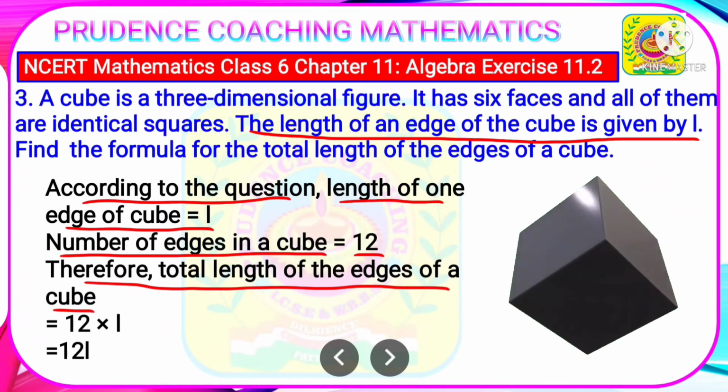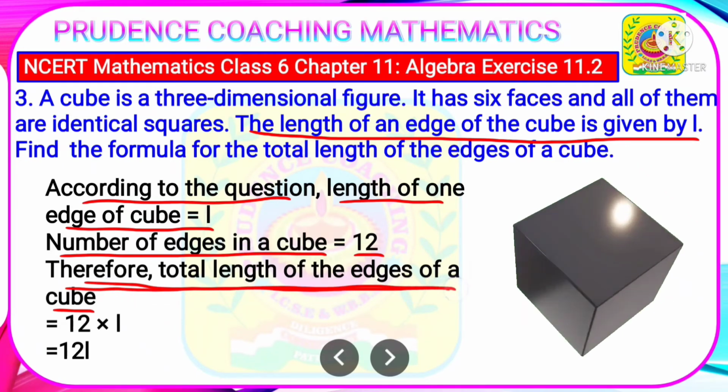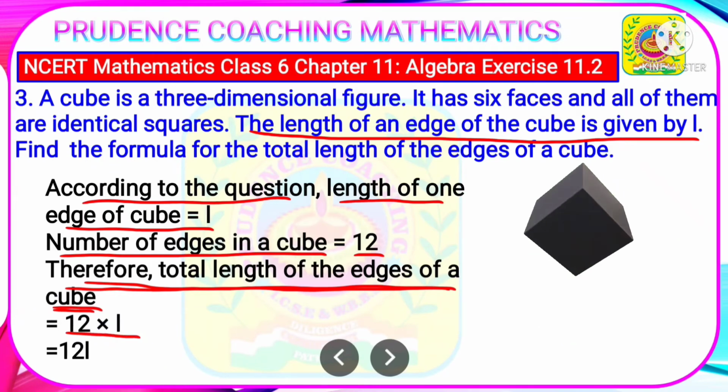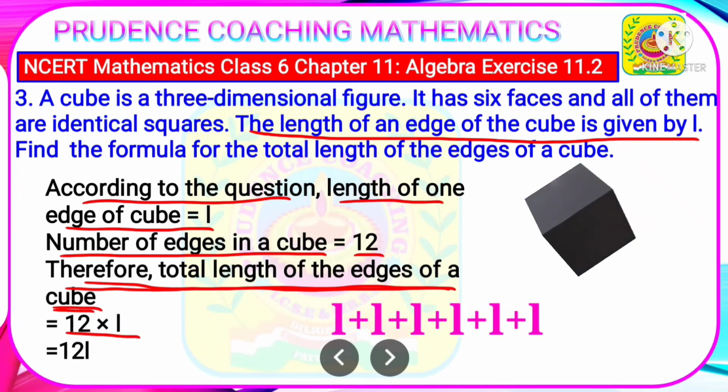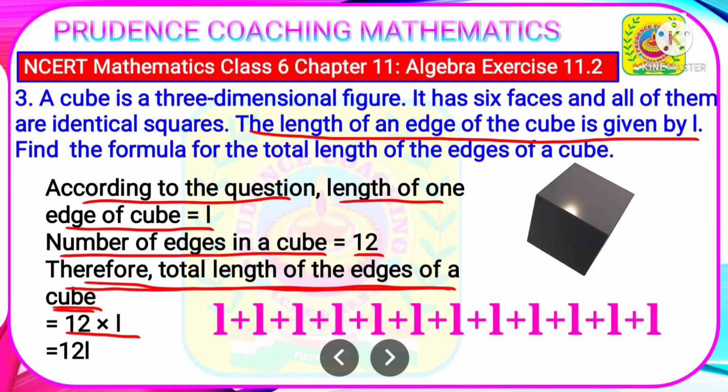That means if we add all the edges, what will be the total length? We have written the total length of the edges of a cube equals 12 into L. That is, if we add 12 times L, that is L plus L plus L plus L, like this, if we add 12 times, you will get 12L. So your answer is 12L here.